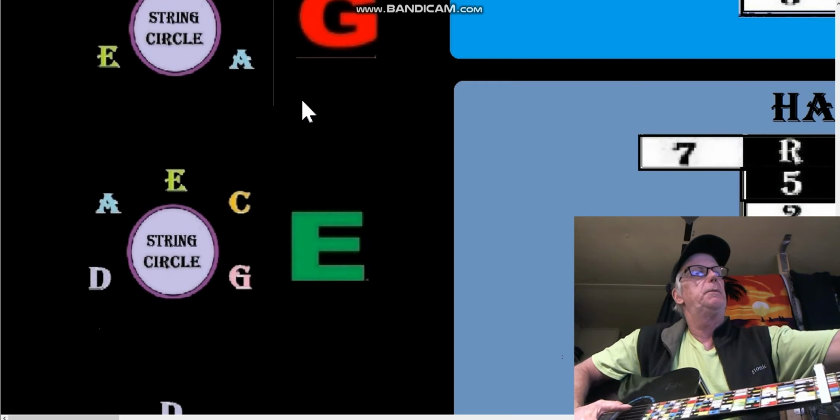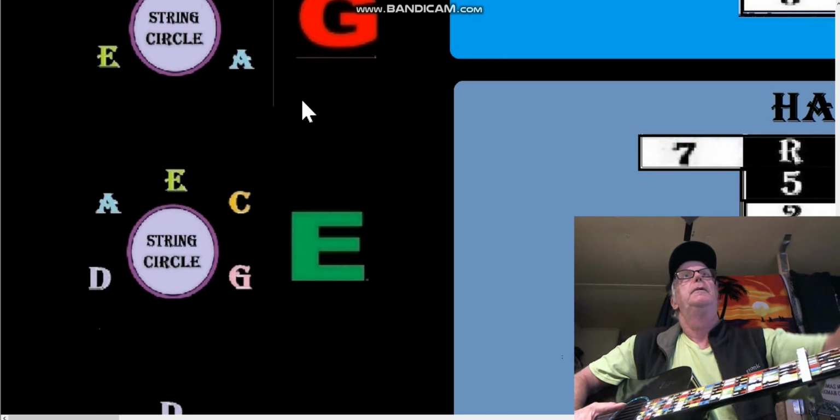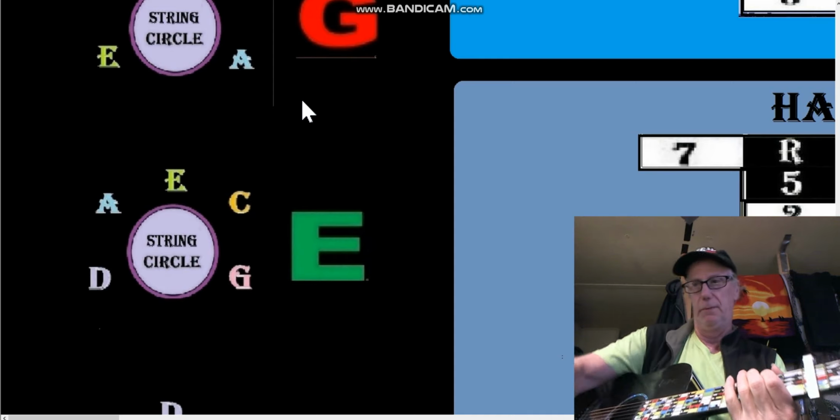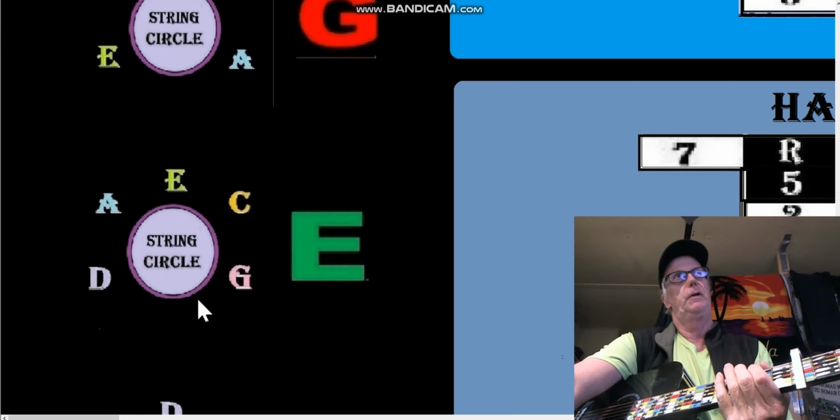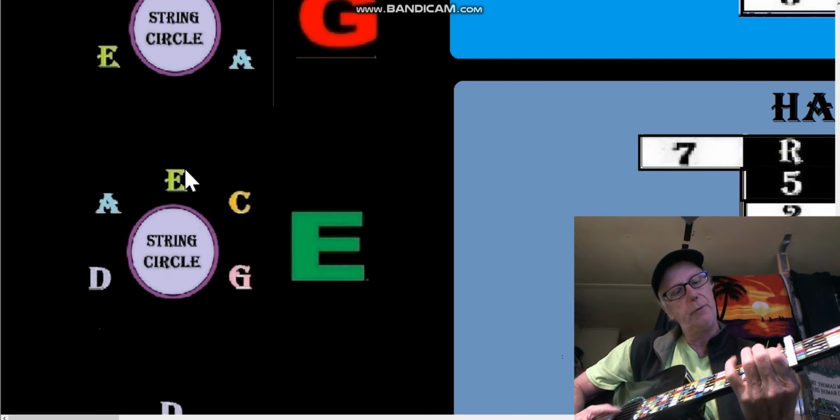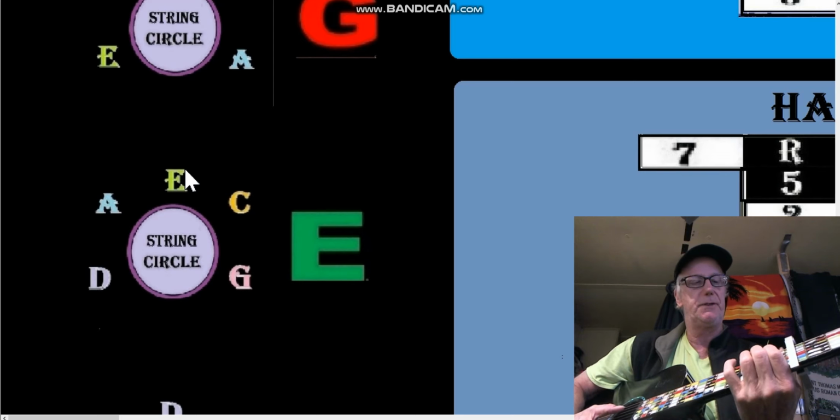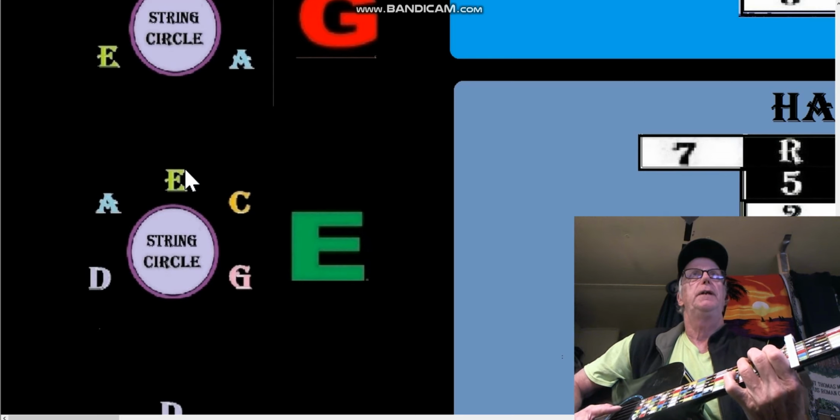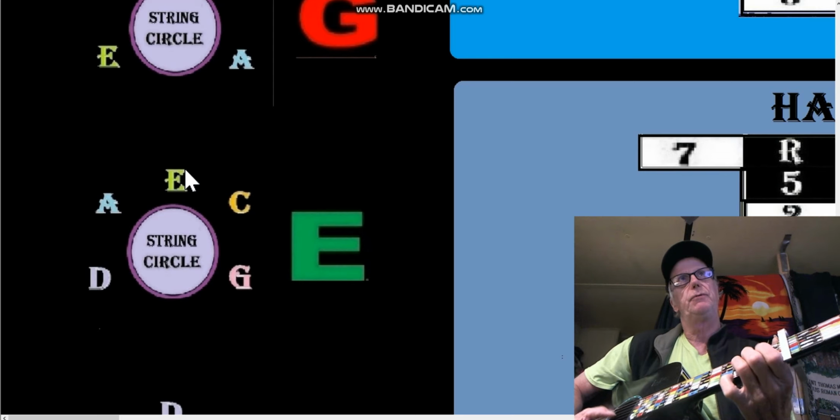Remember the E we were talking about? We're going to do an E shape, circle of string shape fifths. Here we go. E is 6, 7 root. C is 3, 4, 5. Rather, E is 7 root 2, sorry. 7 root 2 for E. 3, 4, 5 for C. 6, 7 root for G.